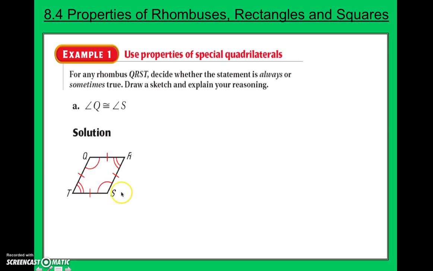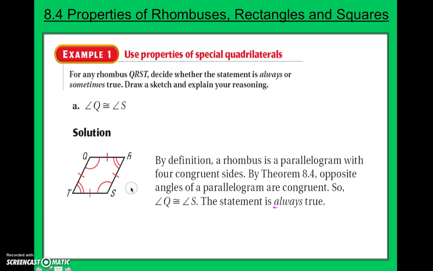So here's a picture to go with that. By definition, a rhombus is a parallelogram with four congruent sides. By theorem 8.4, opposite angles of a parallelogram are congruent. So angle Q is congruent to angle S. Remember, a rhombus is a parallelogram, so it has this feature of a parallelogram. Therefore, the statement is always true.